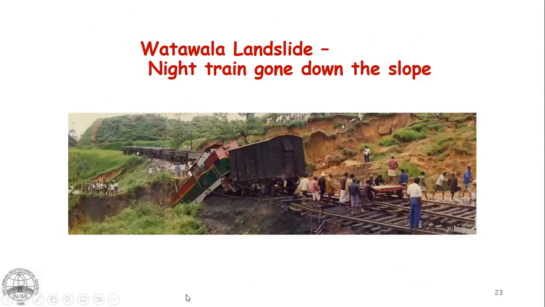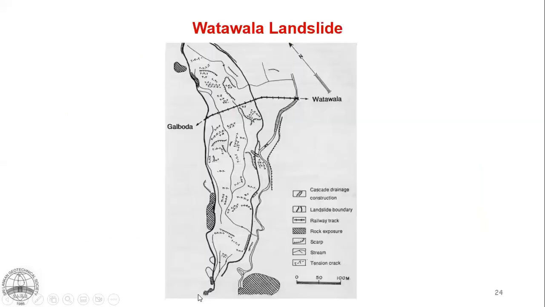Then coming back to the Waterwala landslide, which I showed you before. This slide had been there from the early 1950s and was finally rectified in 1990. I will show you the sliding mass and the failure surface in the next slide. It is getting activated during periods of heavy rain. On one particular night, there had been movement along the failure surface and the railway track subsided. As a result, the night train went down the slope.